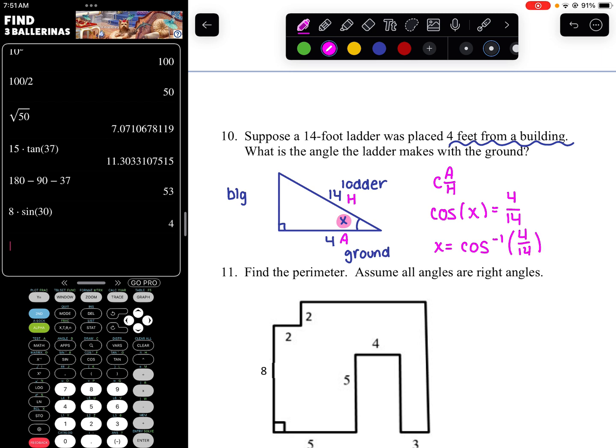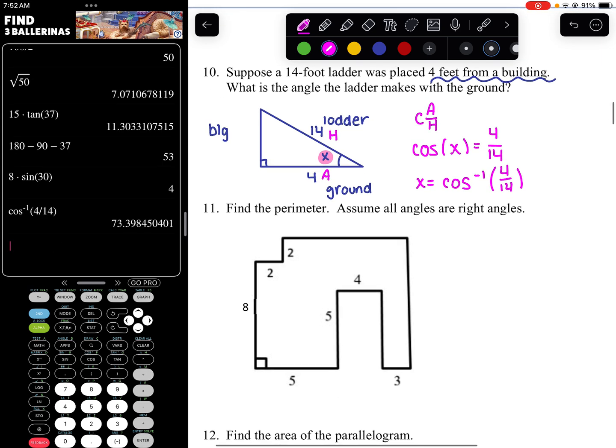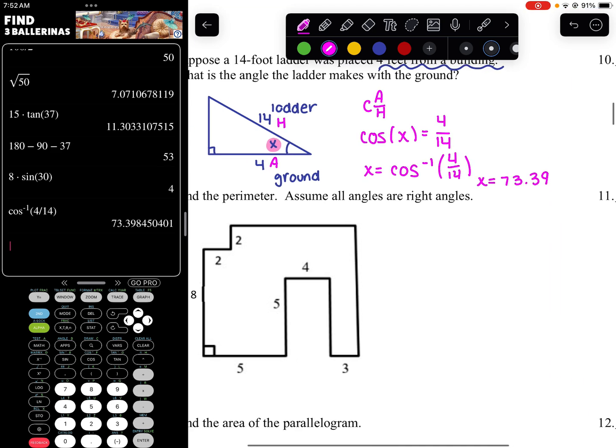To get this super fancy inverse cosine in my calculator, I hit the second button, second cosine, which gives me this fancy inverse that allows me to solve for an angle. It helps us get X outside of the parentheses. And so X is 73.398. That 8 rounds this up to 73.4.